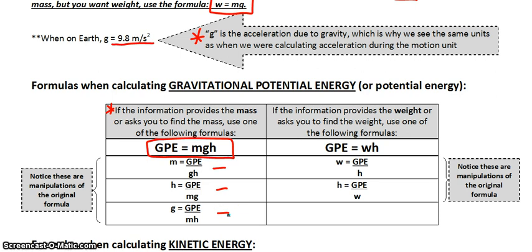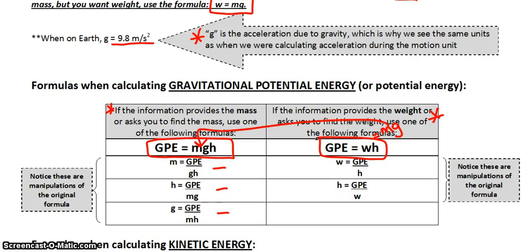All right, if you look on the right-hand side of our data table, it says if the information provides the weight or asks you to find the weight, use one of the following formulas, because remember, mass and weight are two different things. We have GPE equals WH. So gravitational potential energy equals weight times height. Now that makes sense because remember, we said weight equals mass times gravity. Now look over here. Mass times gravity. All of this is fitting together. So GPE equals WH. That is the standard formula that you will be given on tests and quizzes.